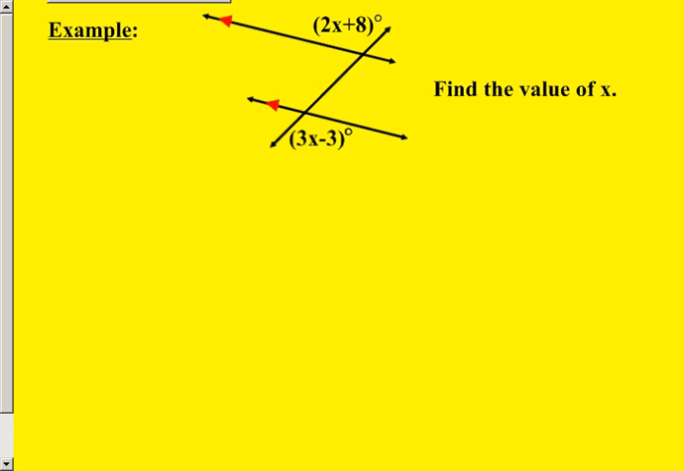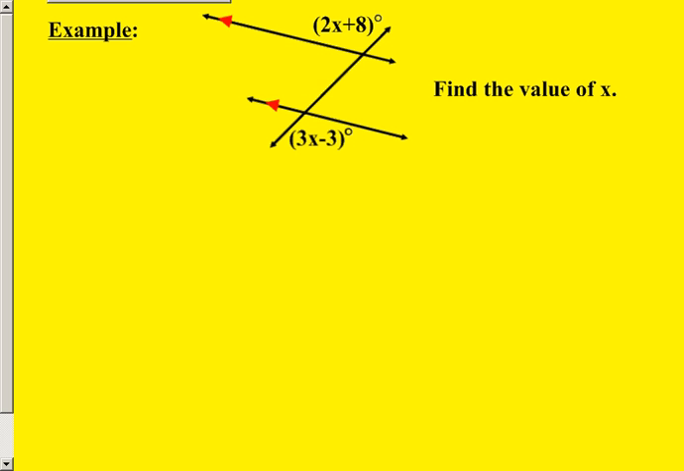Okay, there are two very important questions that always have to be answered before diving into a problem like this. First off, are the lines parallel or not? Because if they're not parallel, we don't want to try to use any of these rules. Obviously we can verify that they are parallel by the little parallel arrows.